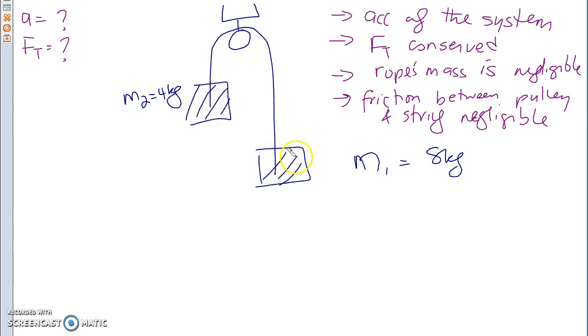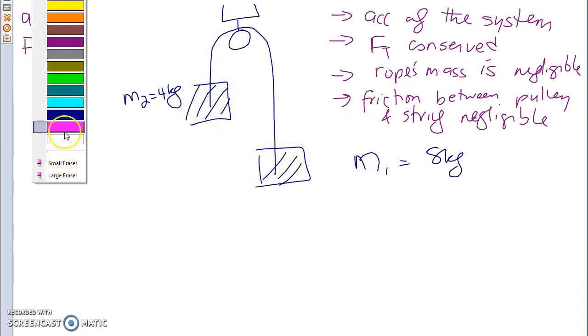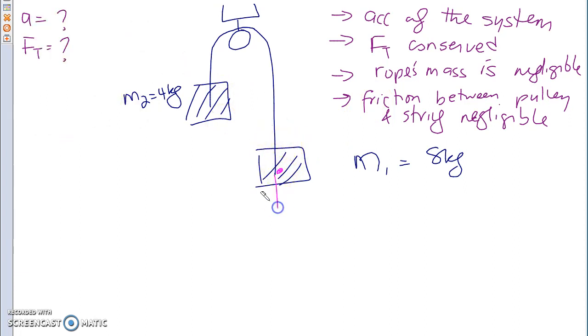All right. And to solve this question, we said we start with our FBD. You've got your Fg1 pulling you down and Ft upward. And here you're going to have Fg2 pulling you downward and Ft upward. Okay? To solve this, we said we're going to make a system of equations. So you're going to see Fg1 minus Ft, which equals m1a.